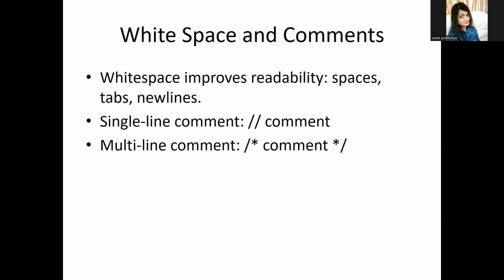Comments in Verilog come in two forms: single-line comments and multi-line comments. If we use the double slash, that particular line will not be executed. Even for multi-line comments, if we use the slash followed by asterisk symbol, the commented lines will not be executed. So these are used for commenting lines.